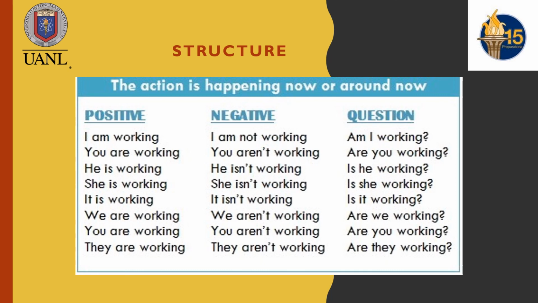And when you have the question, remember that the verb to be is going to be placed at the beginning, and then you're going to have in the middle the subject, and the last part is going to be the main verb in ing form. Am I working? Are you working? Is he working? Is she working? Is it working? Okay? So just remember the structure. The right structure for positive, negative, and question statements.